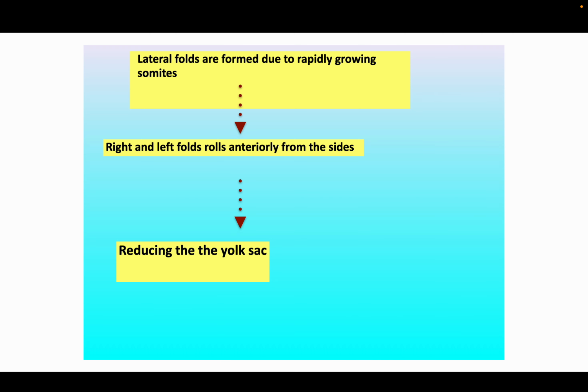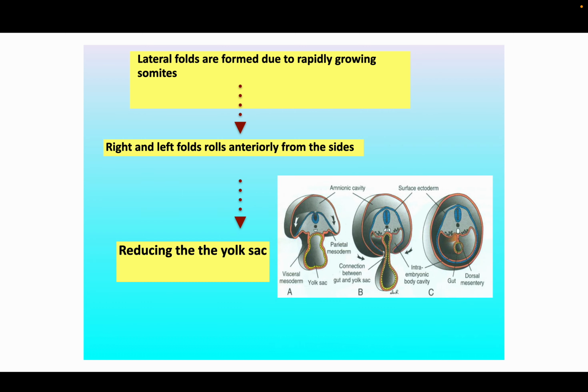abdominal wall. The lateral folds are formed due to the rapidly growing somites. So right and left folds roll anteriorly from the sides, reducing the yolk sac. You can see in the diagram. Again, the diagram is taken from your standard textbook. You can appreciate how the yolk sac is reduced in size, reaching the definitive yolk sac formation.